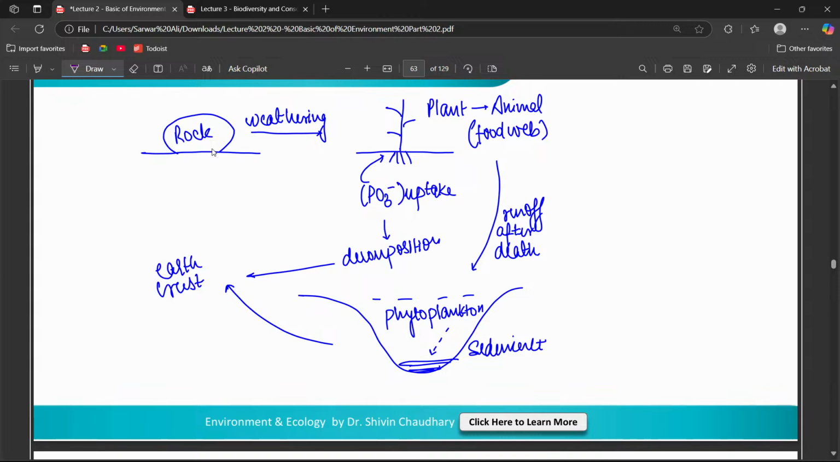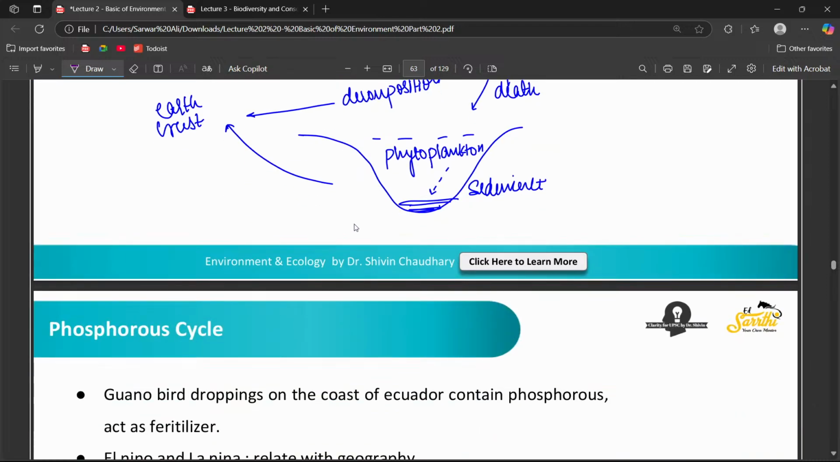What is happening? Rock is weathering. Plants in water are taking up phosphorus. Plants, it went to animals. Runoff after death. Phytoplankton is taking it. It is also getting sedimented. Then it goes into the earth's crust.